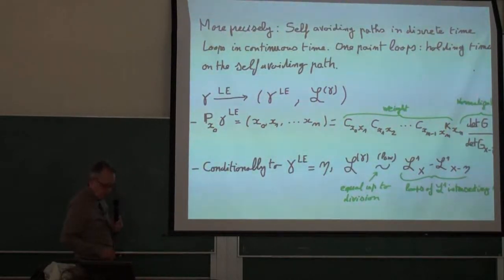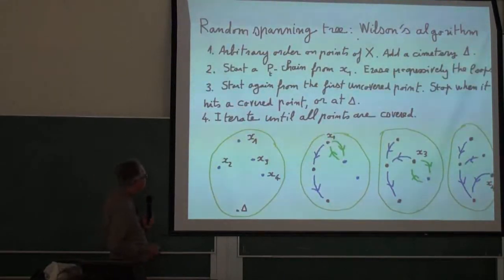So this is a factor which makes a connection between this algorithm of loop erasure and this Poisson process of loops. And the connection becomes even more manifest if you look at random spanning trees, which are produced with some algorithm. So what you do is you put an arbitrary order on the points of X, you add a symmetry, and you start a chain from the first point. So here I have ordered the points, then I start a chain, and here I erase the loop, so I have this, which is already a tree.